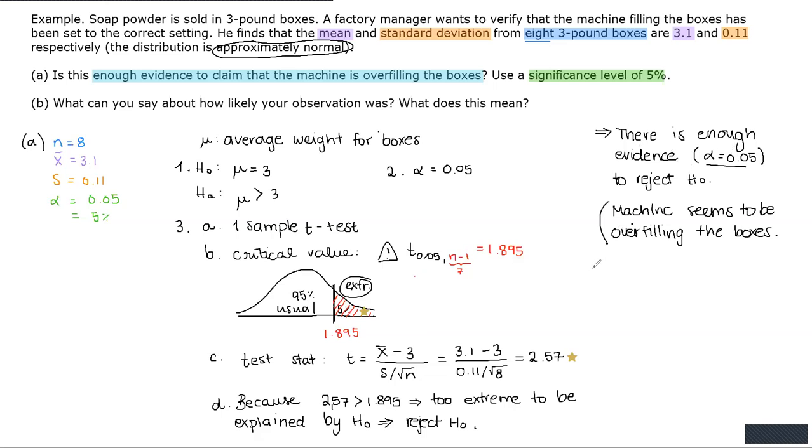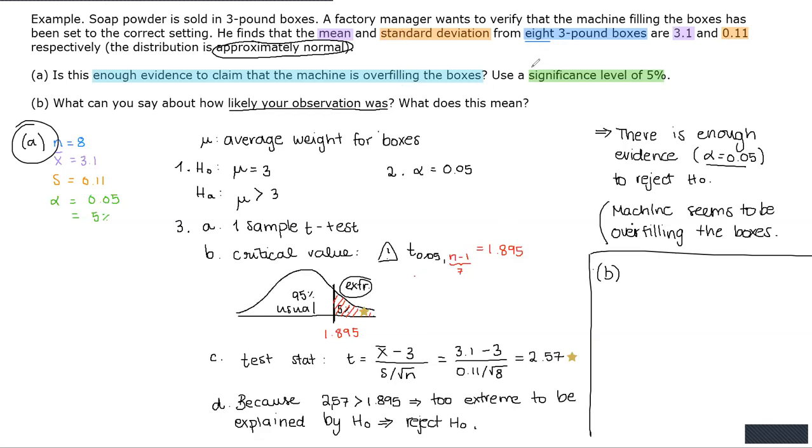Which brings me to the second question. Okay, so this is all to answer the first question. And I'm just going to answer the second question over here, which is, what can you say about how likely your observation was? Okay, so this is maybe a little bit ambiguous, but it should give us an idea of what's going on.